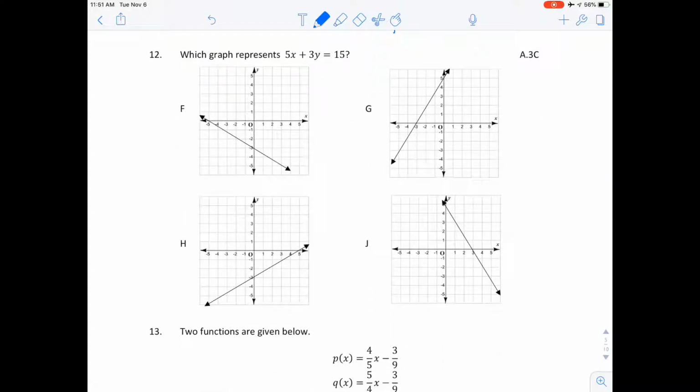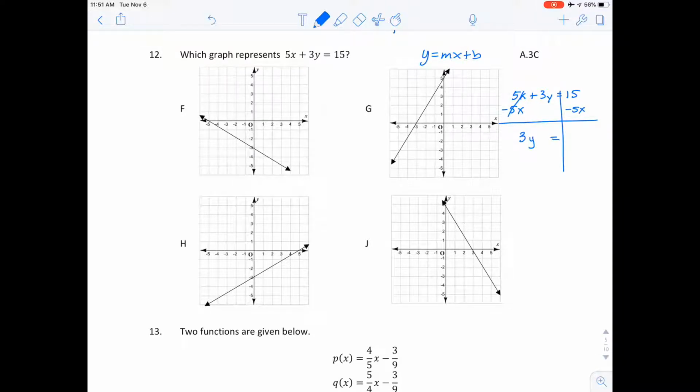Number 12 says which graph represents this equation. Well, in order to graph this equation, I need it in slope-intercept form, which right now it is not. So if I'm trying to solve this equation, I'm going to write it over here off to the side. 5x plus 3y equals 15. If I'm solving this, I'm going to subtract the 5x on both sides.